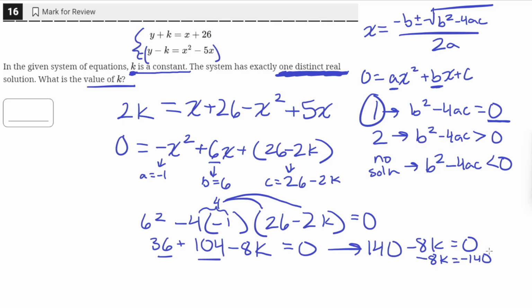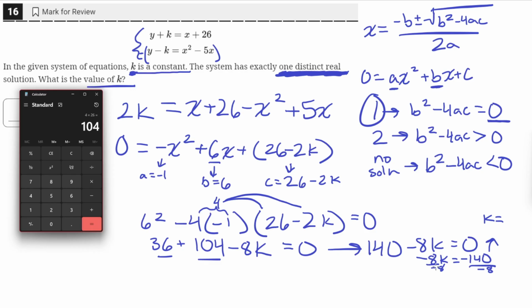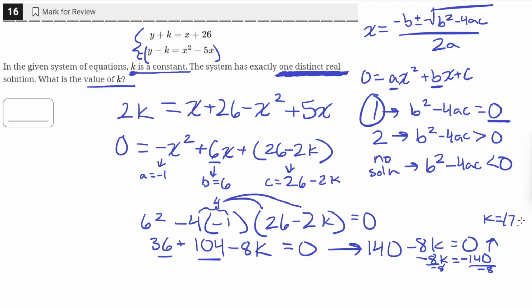And if we divide both sides by negative 8, since the negative 8 and the negative 8 cancel out, we'll have k equals negative 140 over negative 8. So negative 140 divided by 8 is equal to 17.5. The negatives cancel out. So that means when k equals 17.5, the system of equations only has one real solution.